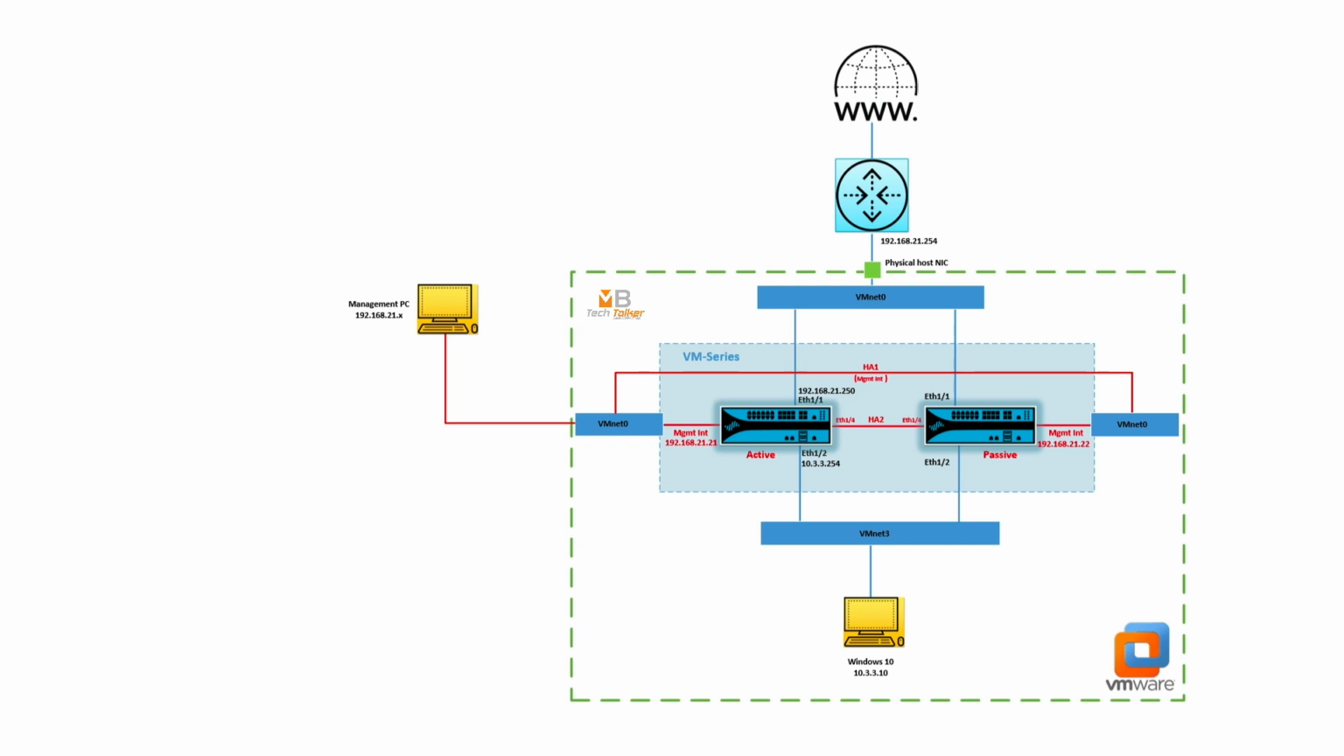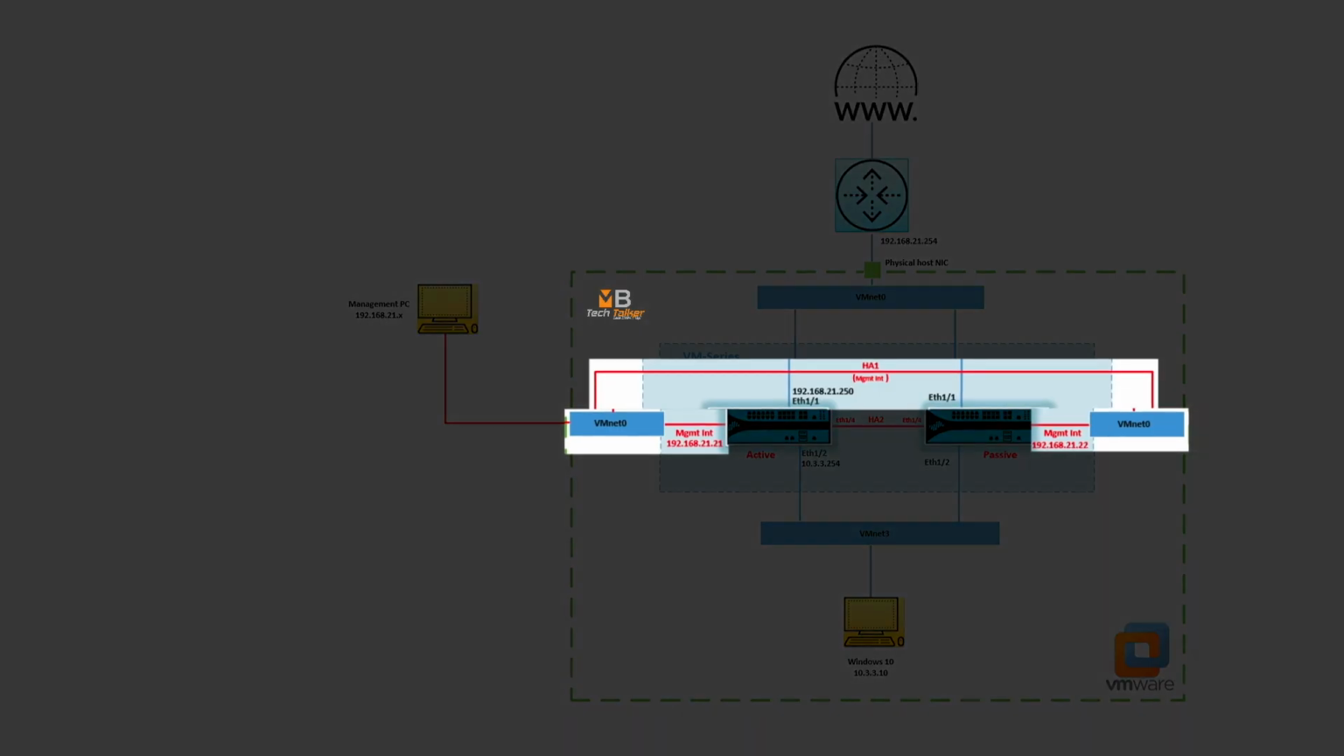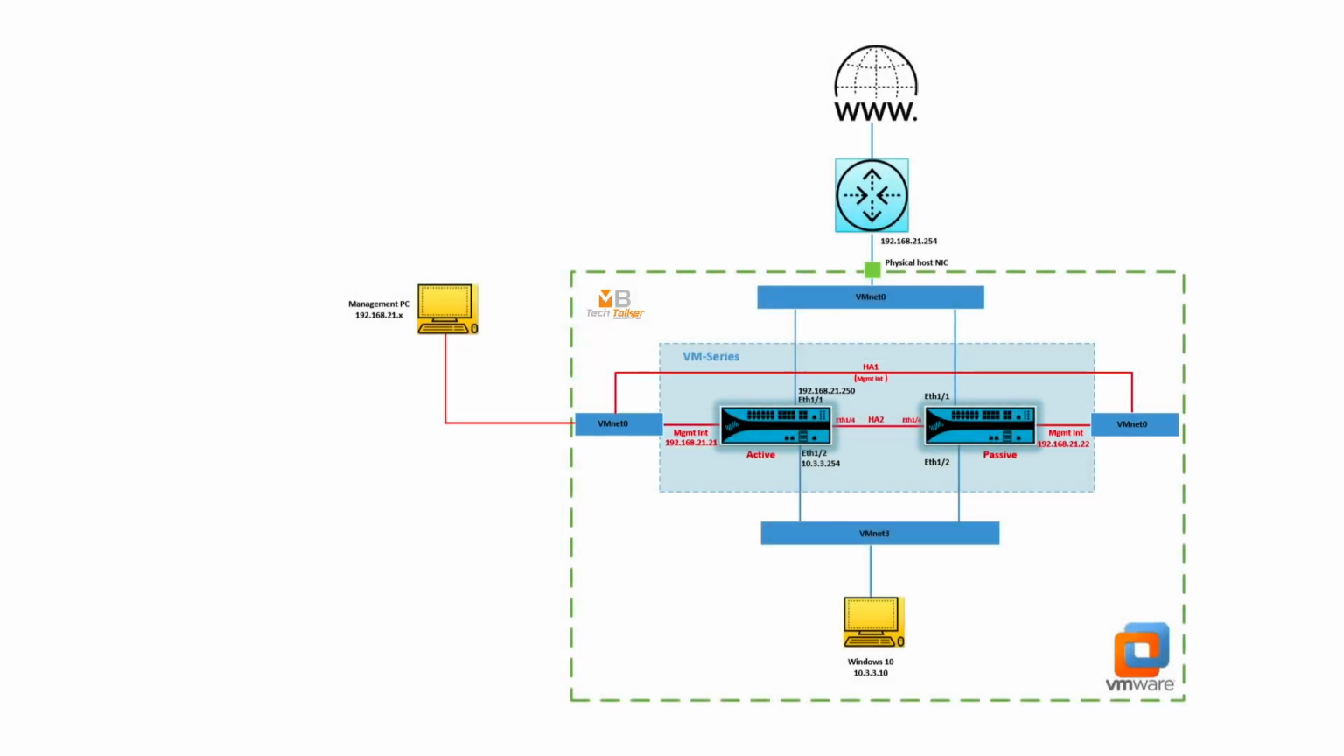Okay, so in this lab, the control link, which is HA1, will be configured as a layer 3 interface using the existing management interfaces. The control link is used to exchange hellos and heartbeats using ICMP along with HA state information to confirm the firewalls are operational, and is also used to sync routing and user ID information between the management planes and to sync configuration changes to the peer firewall.